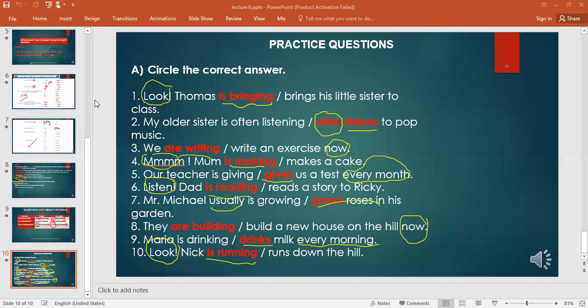Number 6. I need someone else who hasn't shared yet. Let me check. Ali Basma is not replying. Sabine, do this one, number 6. Yes. Listen, Dad is reading a story to Ricky. Is reading, because they used listen as if they're telling him now.